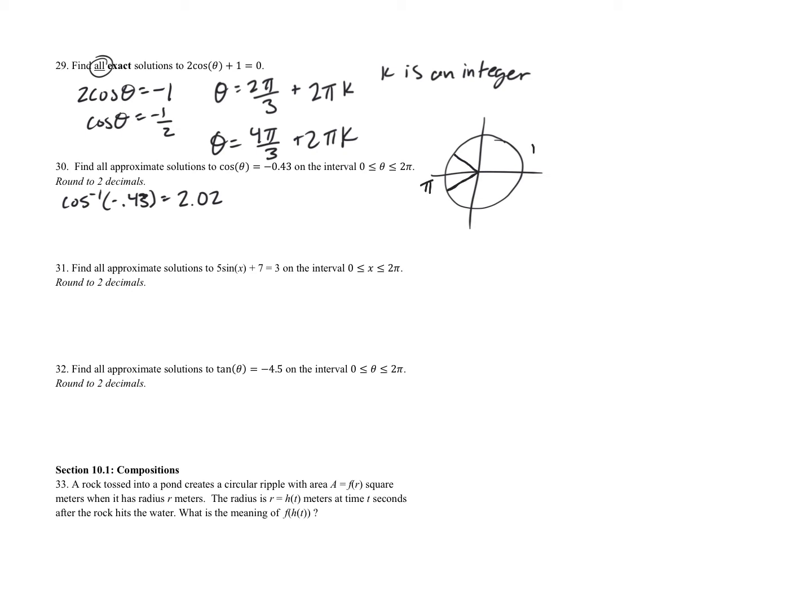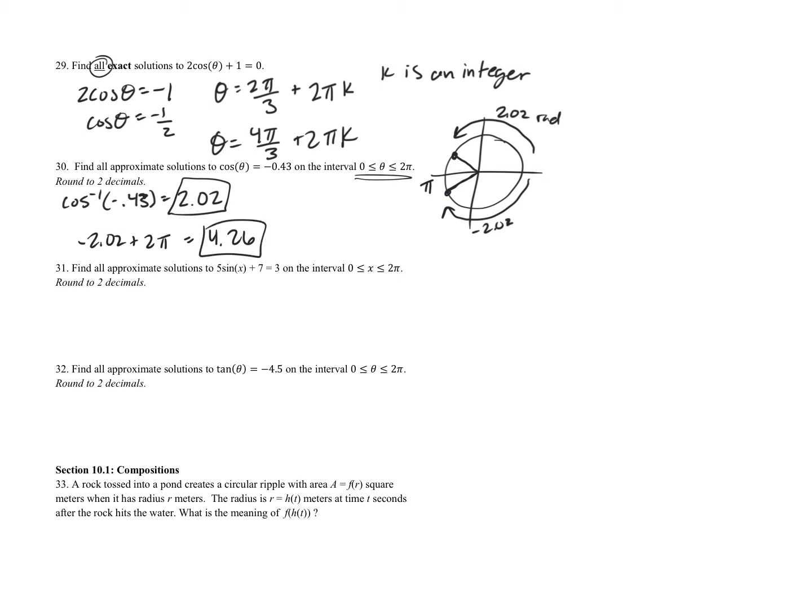So if we have 2.02 radians to get to this point, then to get to this point, it's going to be negative 2.02 radians. But remember, we want to be within this interval, so if we want the negative 2.02 answer, we'll need to add 2 pi to get within that interval. And so that's going to give us about 4.26. So those will be our two answers for this question.